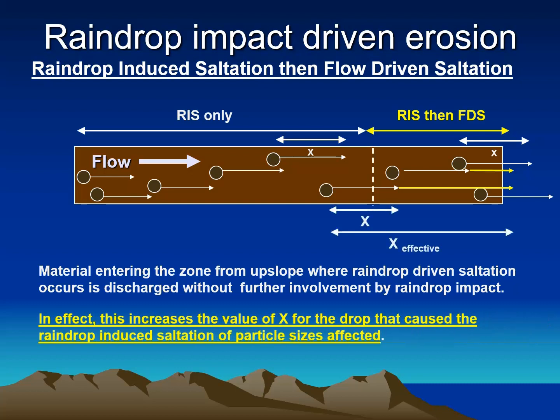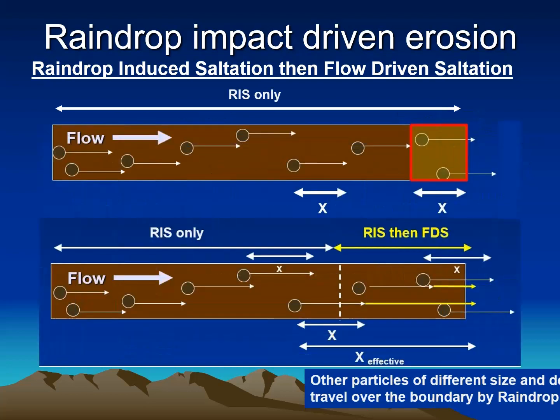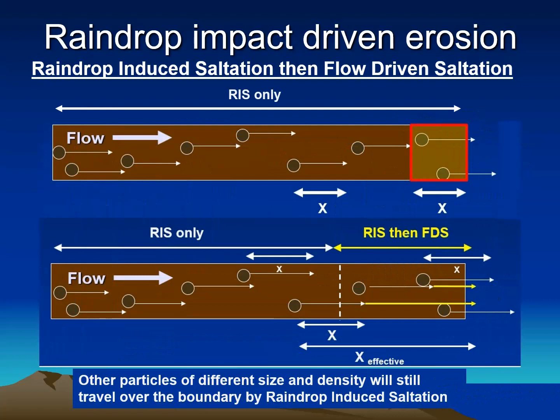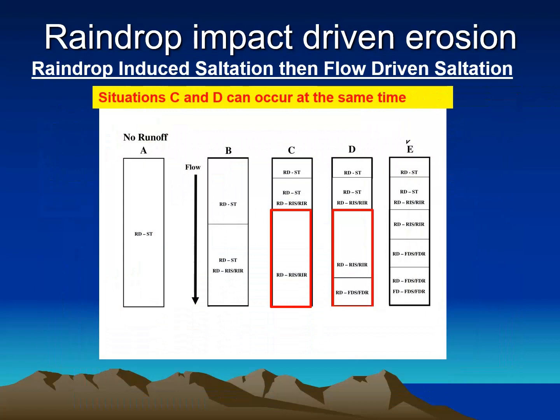In effect, this causes X for the raindrop-induced saltation to be increased. Other particles of different size and density can still travel over the downstream boundary by raindrop-induced saltation. Consequently, both raindrop-induced saltation and flow-driven saltation can operate together to control sediment discharge. So we have situations C and D occurring at the same time.